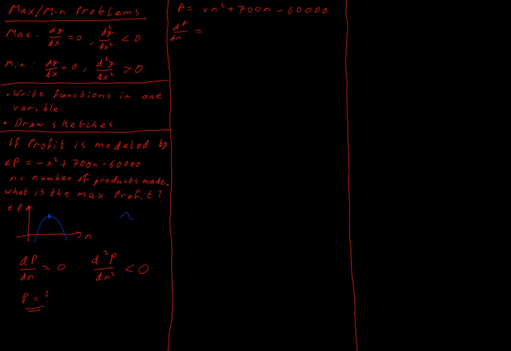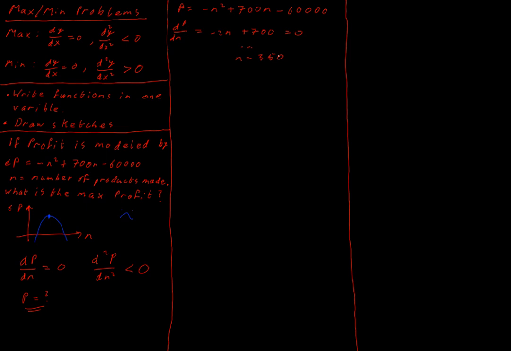dn even, is only minus 2n plus 700. And I want to know what value of n makes that equal to 0. When I rearrange that, I'm going to get n is equal to 350. Now my job is not done. I need to know whether that's a maximum or a minimum.